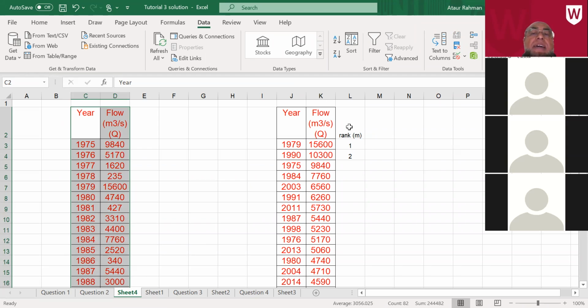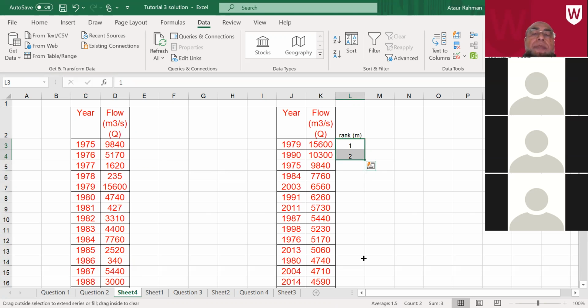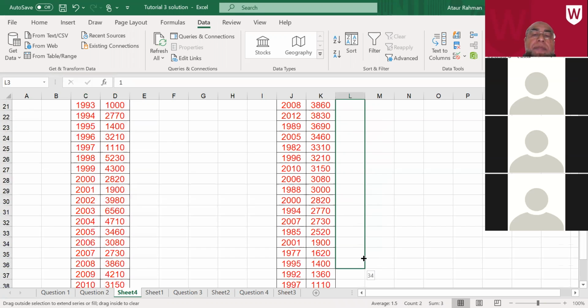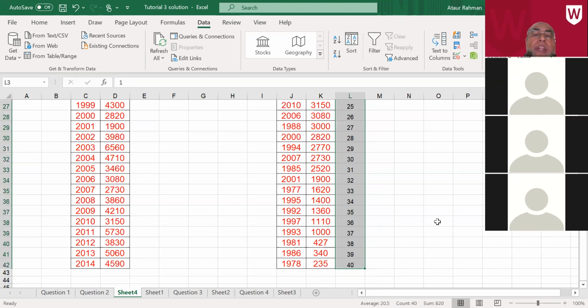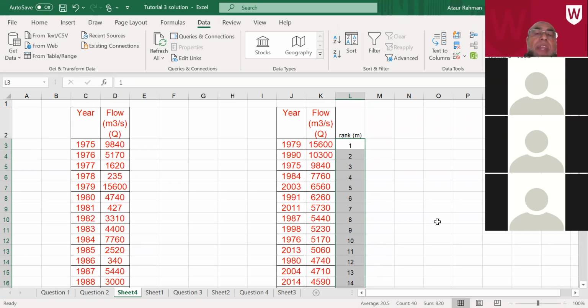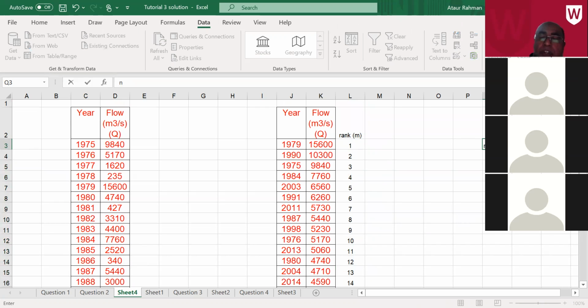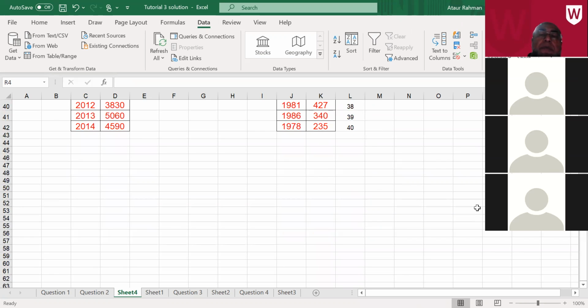And then we put the rank. Rank M equals 1, 2, and so on. So I copy it down up to the full data. Our N is 40. Our M is 1, 2, 3, 4, and our N value is 40. There are 40 data points here, as we can see on the top.